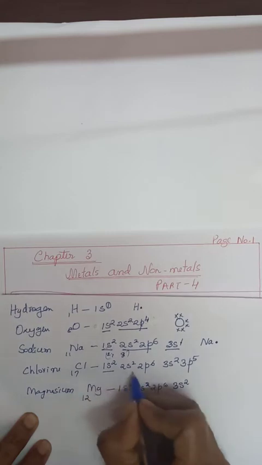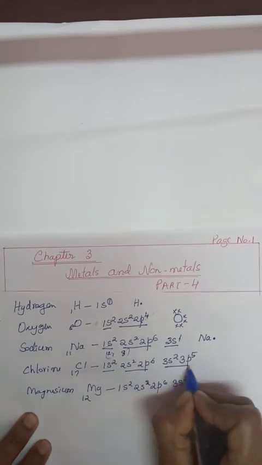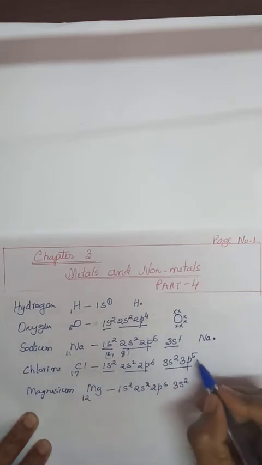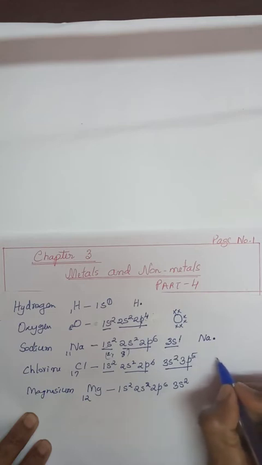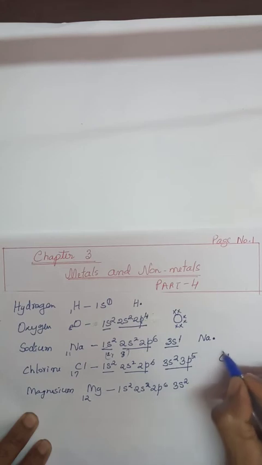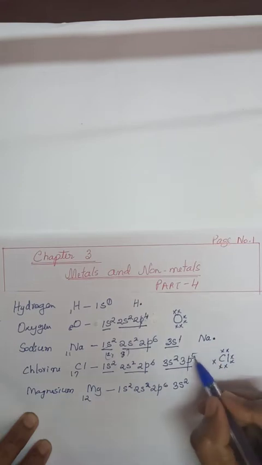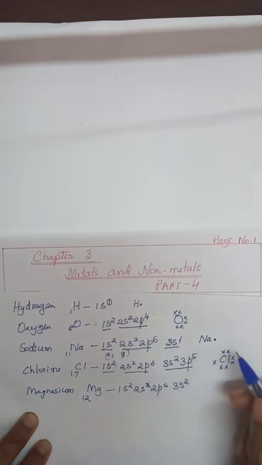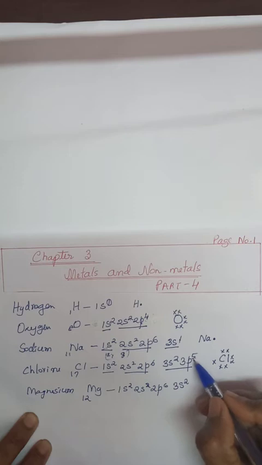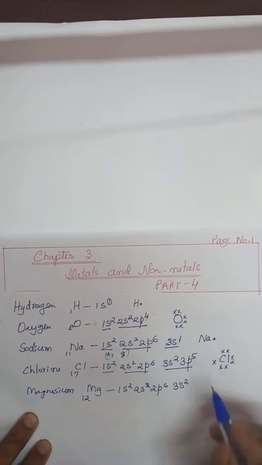Chlorine, first shell, second shell, third shell. 3s2, 3p5. In the outermost shell, there are how many electrons? 2 plus 5, 7. 2, 3, 4, 5, 6, 7. It receives 1 electron from the neighboring atom because the capacity of p is 6.